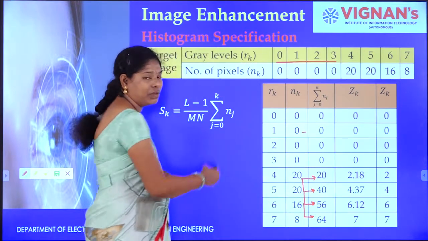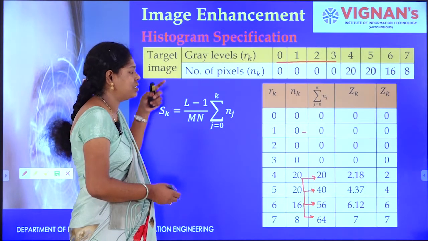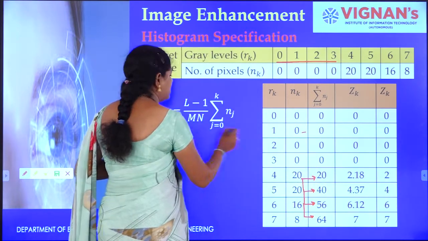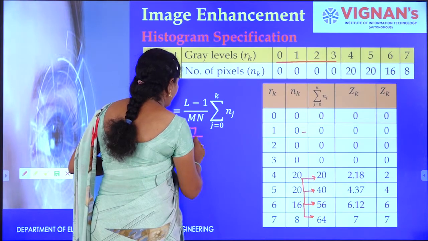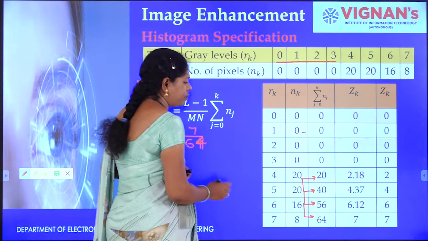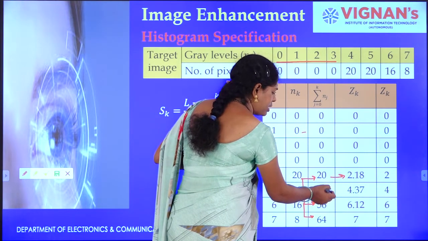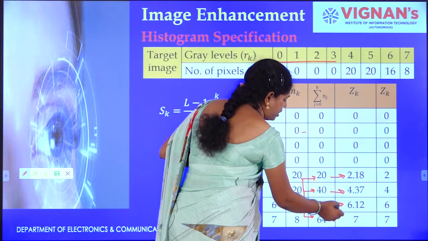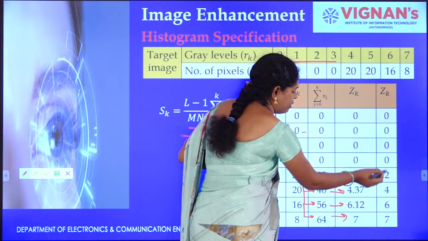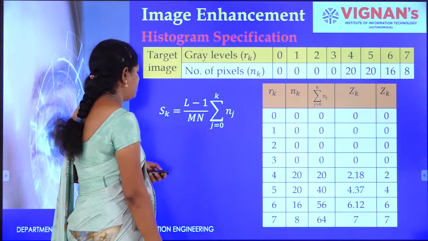Again observe that the cumulative sum must be 64, as the size of this image is 8 by 8, that is 64. Next, we are multiplying this 20 with 7 by 64. So 20 into 7 by 64, we are getting these values. The same thing for 40. Next we have to round off these values. 2.18 as 2 and 4.37 as 4, 6.12 as 6 and 7 as 7.